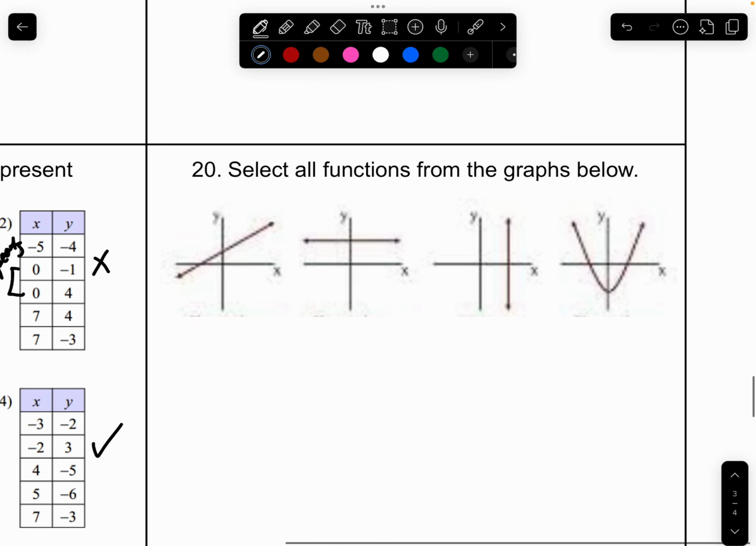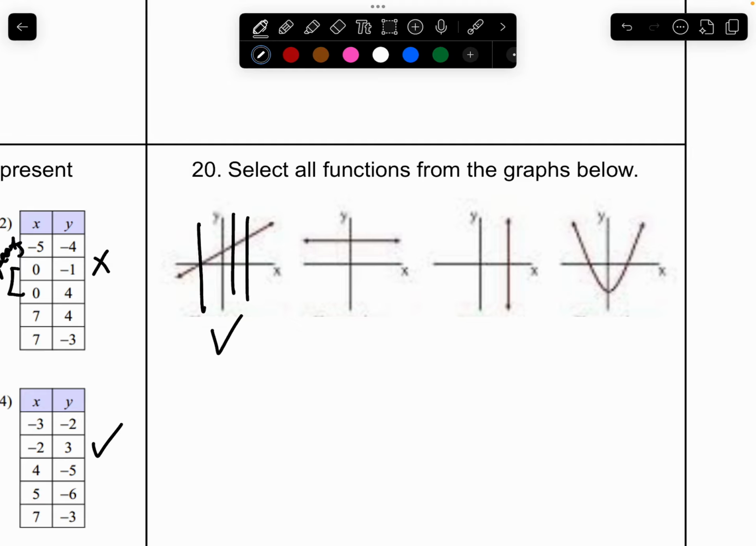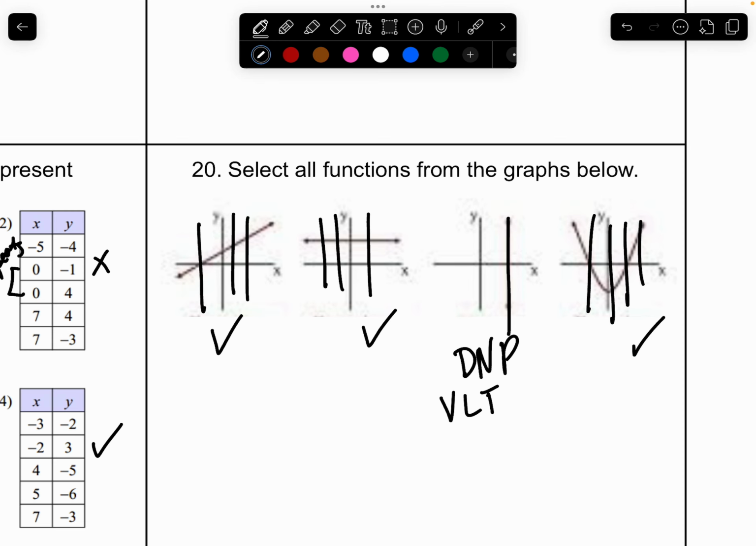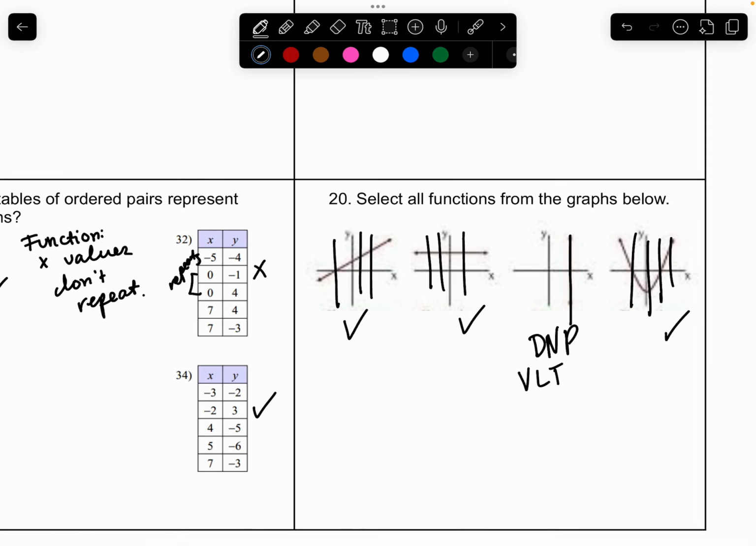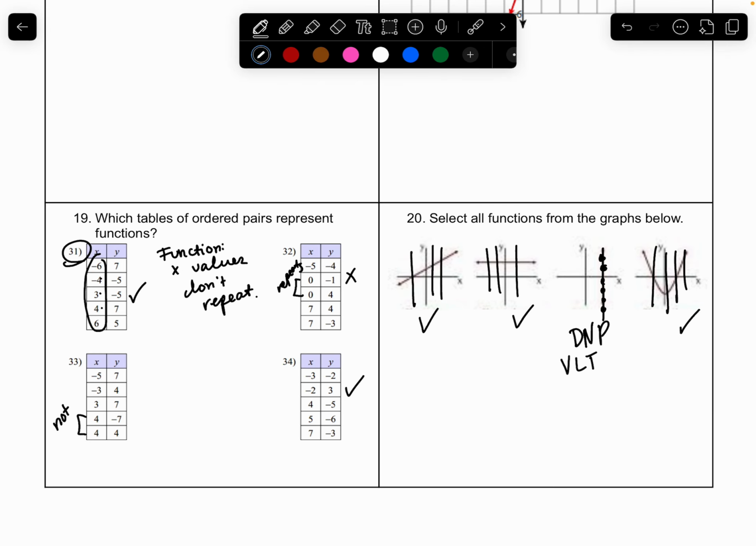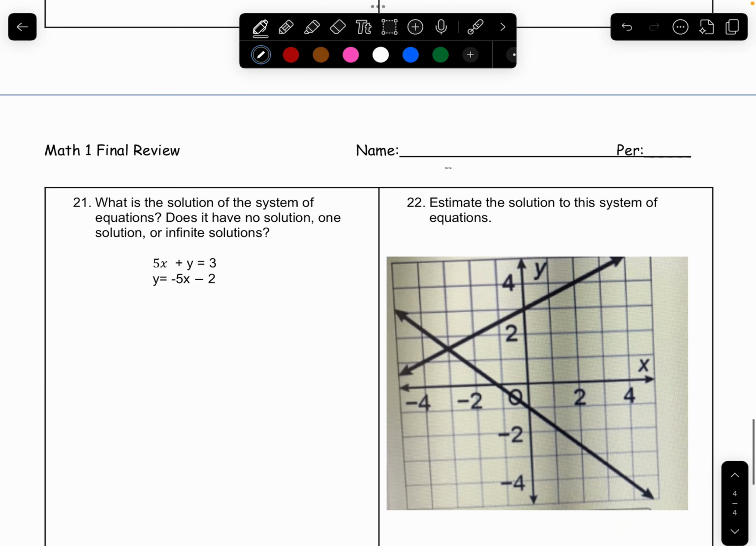And then this one, this passes the vertical line test. Passes the vertical line test. Ooh, does not pass the vertical line test. I'll put DNP. Does not pass VLT. This one passes it. Okay, remember it does not pass the VLT because there's multiple points on the x value.